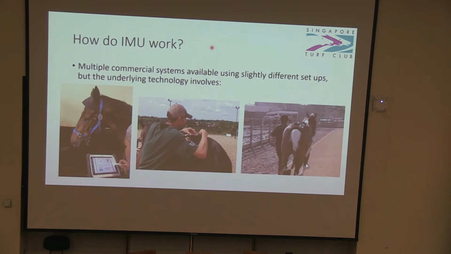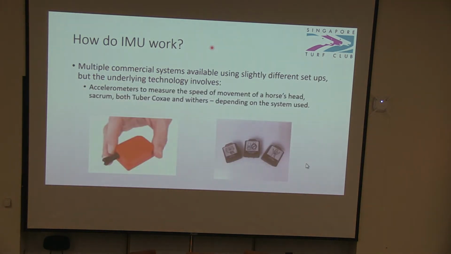So how do they work? Well, you have probably one of the world's leading experts in the room there, I believe, in Dr. Keegan, so I'm not going to go into it too far. But on a simple racing veterinary explanation, there are multiple commercial systems that use slightly different setups of where the sensor's going, but the underlying technology are accelerometers that measure the speed of movement of a horse's head, sacrum, both tuber coxae and withers, and that just depends on the system that you're using.